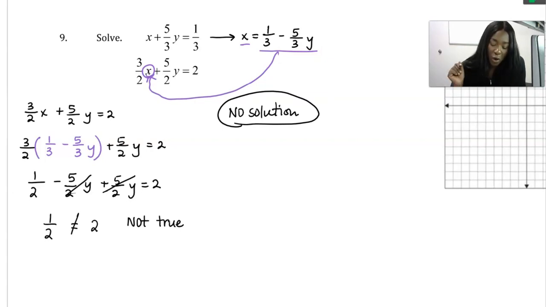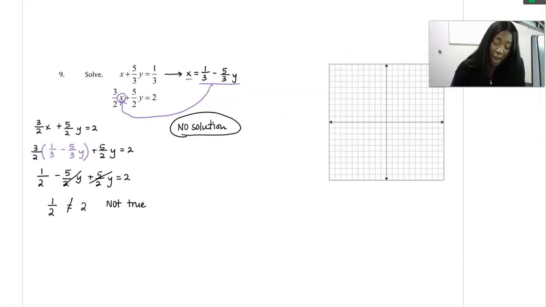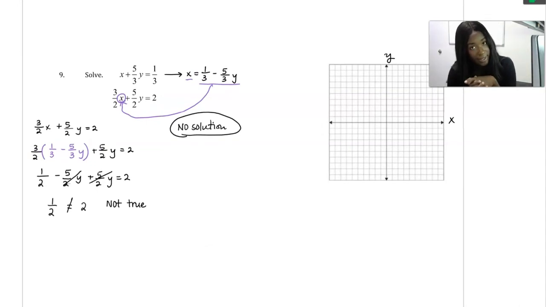I encourage you all to graph these two lines. I will be looking for your graphs in class. Graph these two lines, and what you will see is that those two lines are parallel. Those lines have the same slope. So if we have two lines that have the same slope, they're never going to touch each other because they're always going in the same direction. So there is no answer here. The answer is that there simply is no solution.